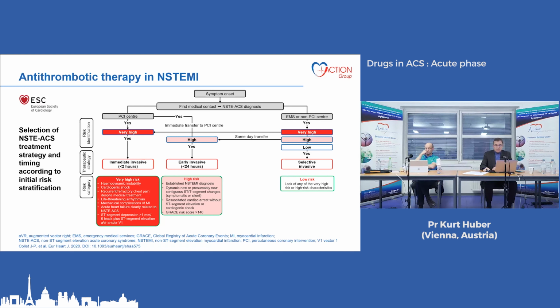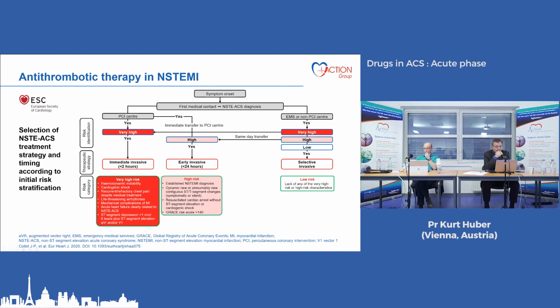So what drives the very high risk? This is given here in this slide: the hemodynamic instability, patients in shock, recurrent refractory chest pain despite treatment, life-threatening arrhythmias, and so on. Now then you have patients who have a high risk, and such patients either can be transferred directly to a cath lab, or they may come from another hospital with a so-called non-PCI center. In this case, they have been transferred the same day, and usually these patients should be treated within 24 hours, so early invasive. And you can see here again how a high risk is determined.